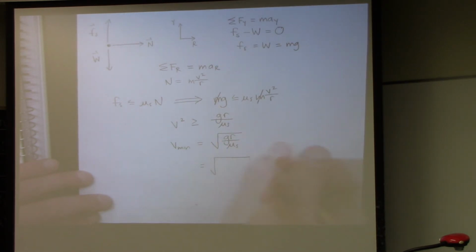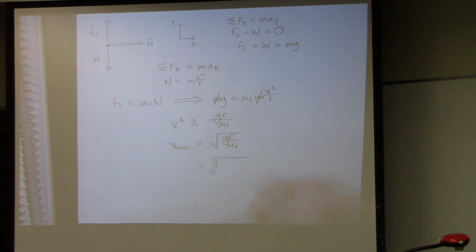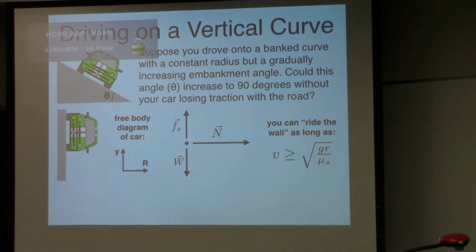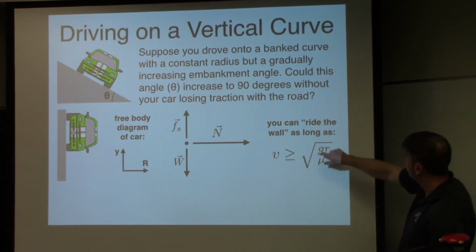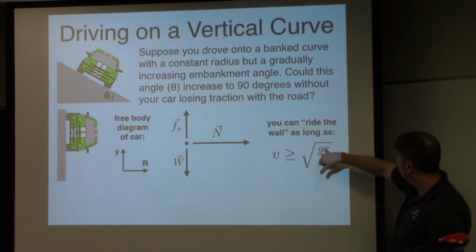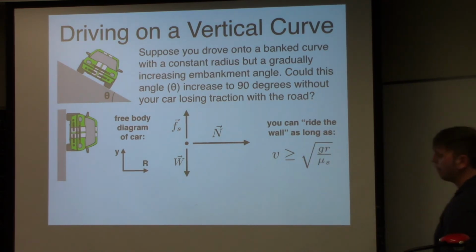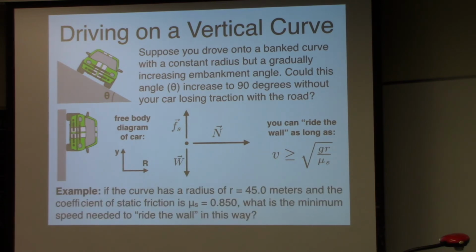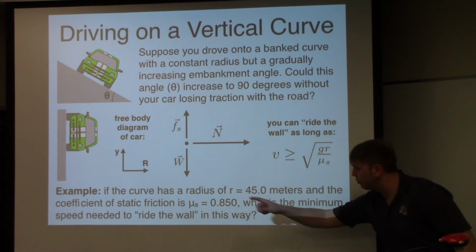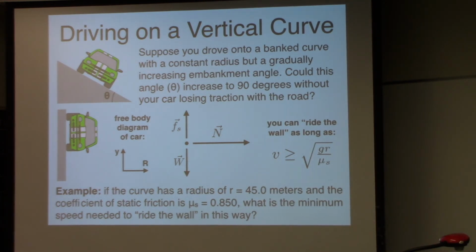So, plugging in what we know, well actually hold on, let's get back to the slide for a second because there's a problem on the slide. So again, this is our formula. You can ride the wall like this as long as you have this minimum speed of square root g r divided by mu s, just as we worked out. And then the example here is this. If the curve has a radius of 45 meters and the coefficient of static friction is equal to 0.85, what is the minimum speed to ride the wall in this way? Okay, so basically all we're going to do next is plug in these numbers and figure out what that minimum speed is. Okay, so sorry to switch back and forth so much.